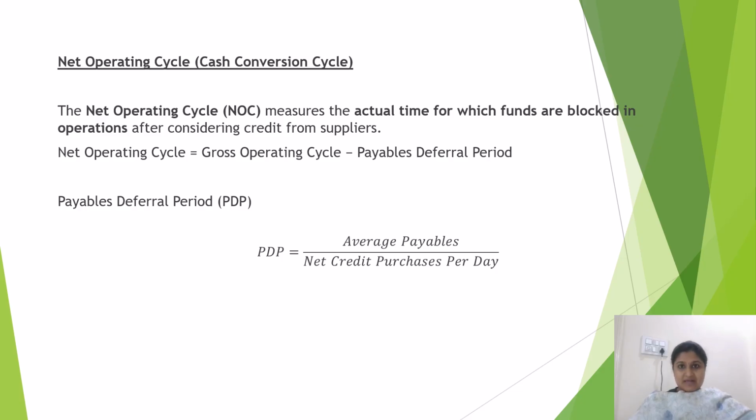So operating cycle could be divided into two: gross operating cycle, which is the conversion period taken for your current assets, and from that, when you deduct the payables or creditors deferral period, you get your net operating cycle.